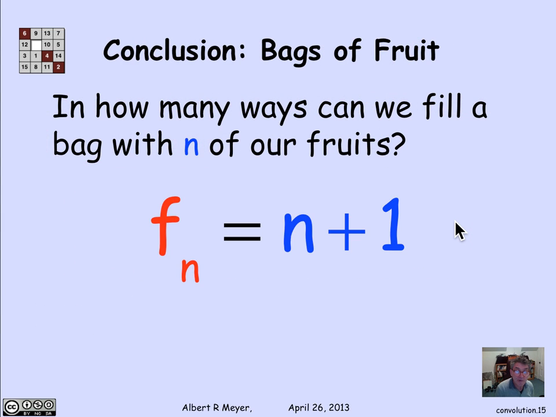And so we conclude then that the number of ways to select n fruits, apples, bananas, and oranges together, subject to the individual constraints that they each satisfy, is n plus 1 ways, which is what we saw in the original example, where when we were selecting a bag of four fruits, we could do it in five different ways.